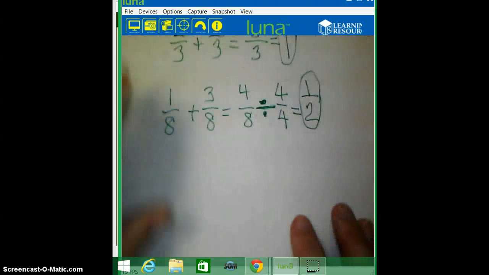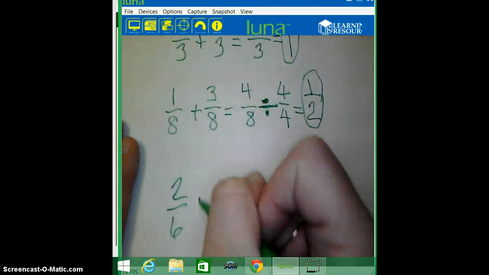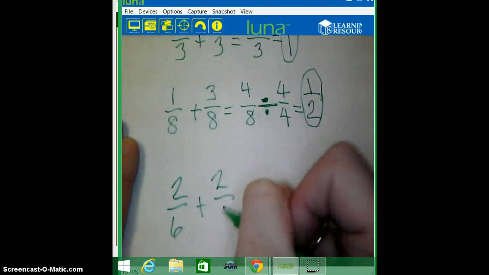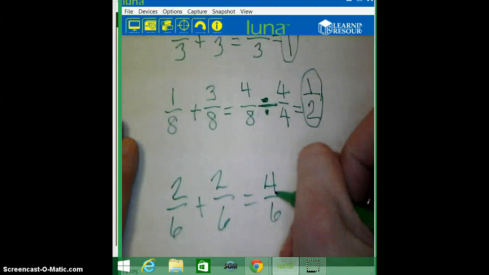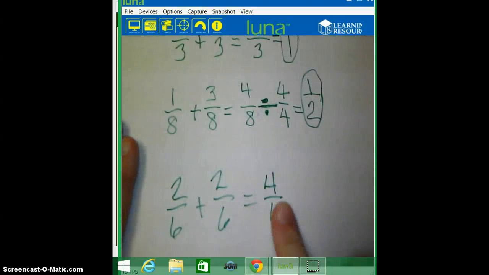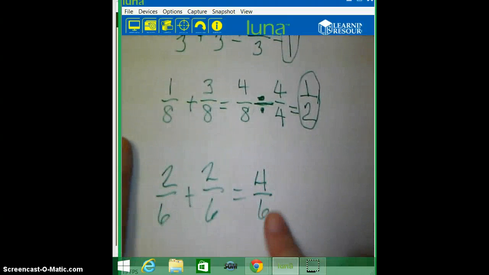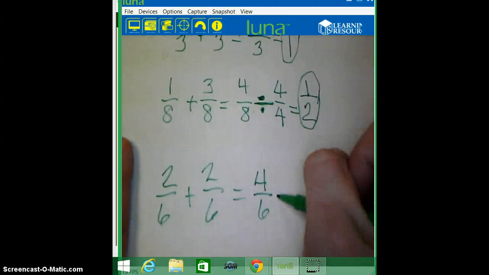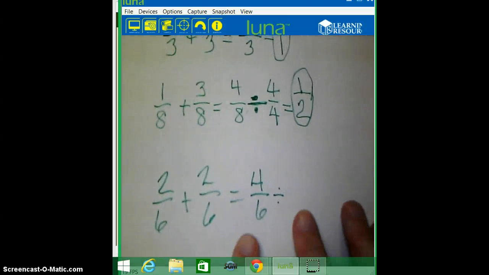All right, last example. 2/6 plus 2/6, and we know it's 6 on the bottom, and it's going to equal 4. Well, here's another number that's not in lowest terms, except this time the 4 doesn't fit into the 6. So we've added the like denominators and we got 4/6, but it's not in lowest terms, so we have to divide by a number they both share.